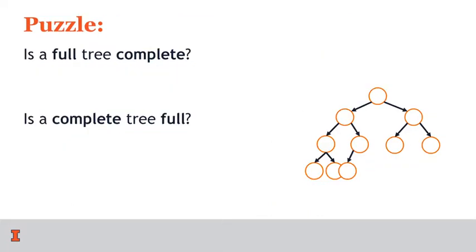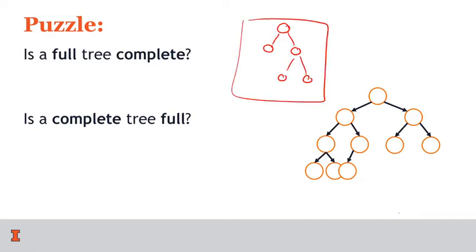So with these definitions, we can have some fun puzzles to ask. So one puzzle is, is a full tree complete? And to answer this, we don't just need yes or no, but we actually need to understand and justify either why it's a yes or provide a counterexample if it's a no. So is a full tree complete? Well, a full tree just needs to have all of the nodes having 0 or 2 children. So here's a full tree. So it's full because it has 2 children, 0 children, 2 children, 0 children, 0 children.